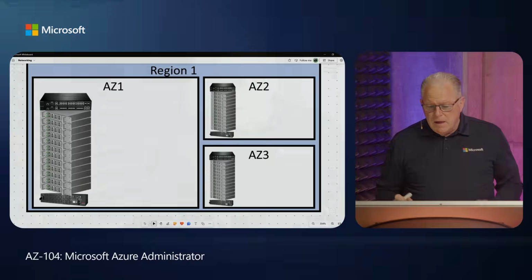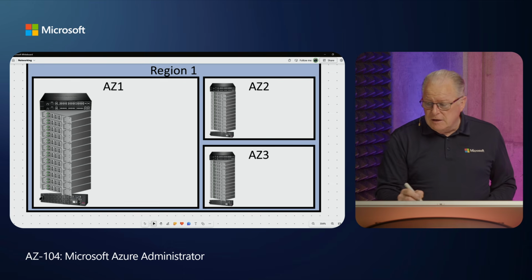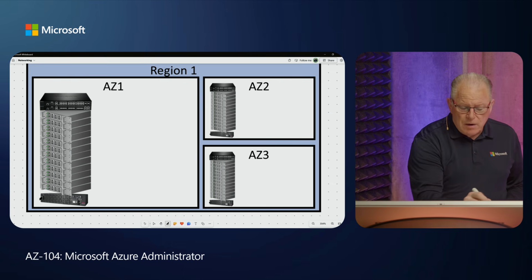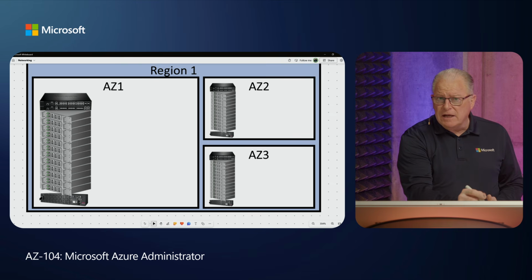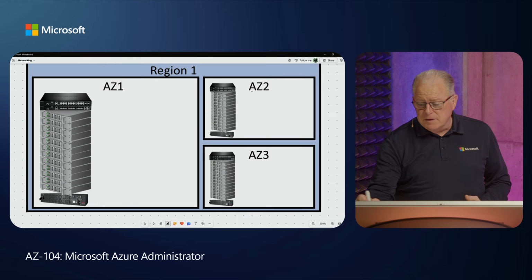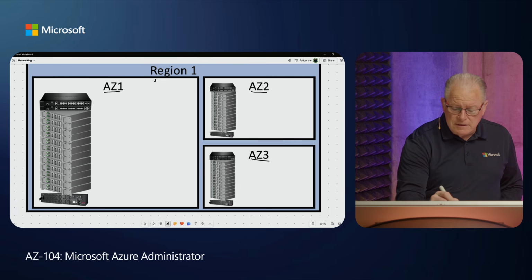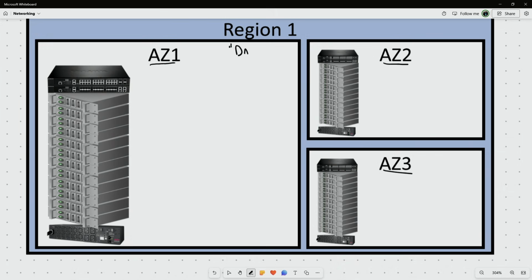the structure. We have a region, we got a data center. Now within a region, you might actually have multiple data centers. So I've marked this as AZ1 or availability zone 1, availability zone 2, and availability zone 3. But for all intents and purposes, these are data centers.